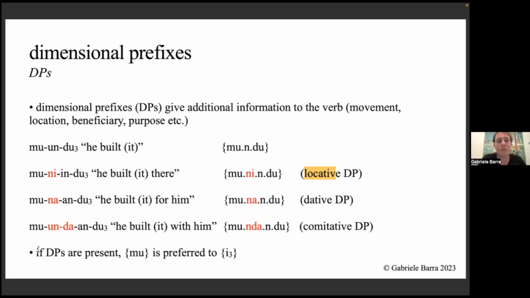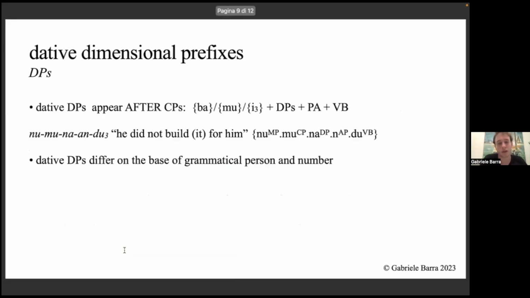And when they appear inside of the verb, you usually do not have e3, you usually have mu. Why? We can't be sure about that, but I think e is the neutral conjugation prefix, and if you have dimensional prefixes, then I think in the Sumerian mind, it's better to use mu. All right.